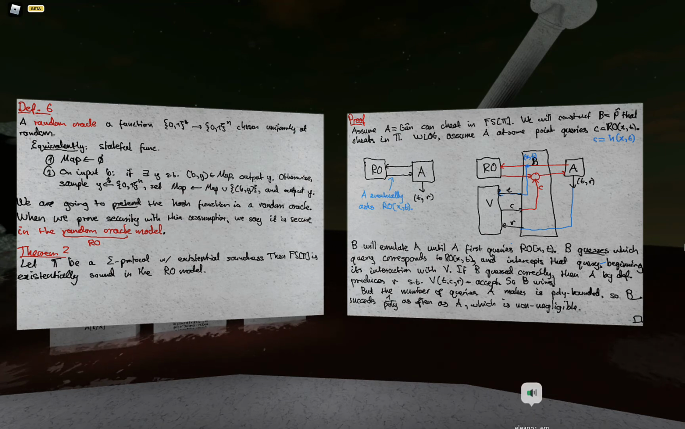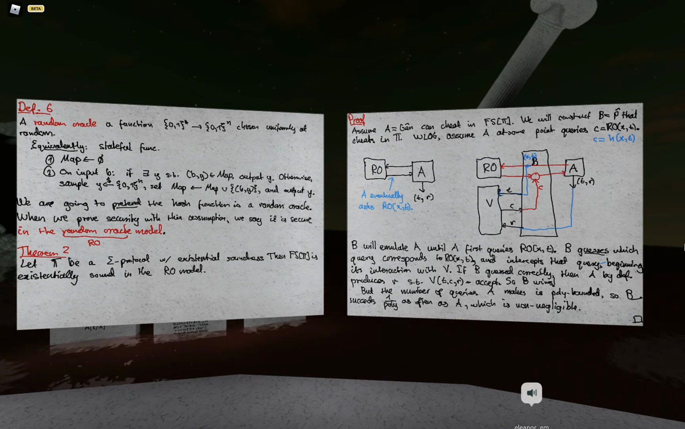Now, if B correctly guessed which query was supposed to be the challenge, the random oracle evaluation of X and T, then A, by definition, is going to produce a response that the verifier accepts. So if B correctly identified which emulated query was evaluating to the challenge, A is going to produce a response that works, B can send that response to the verifier, and the verifier is fooled. Okay.